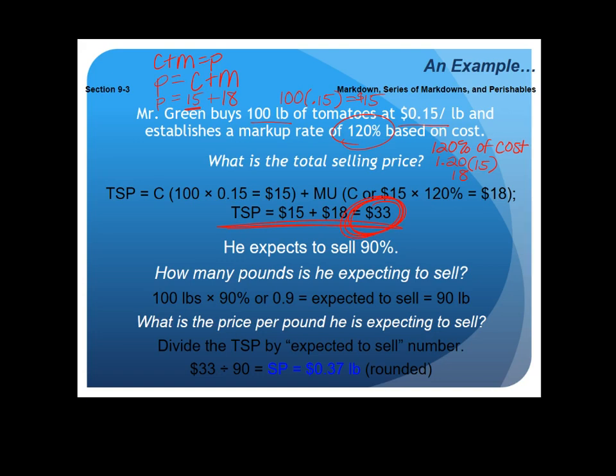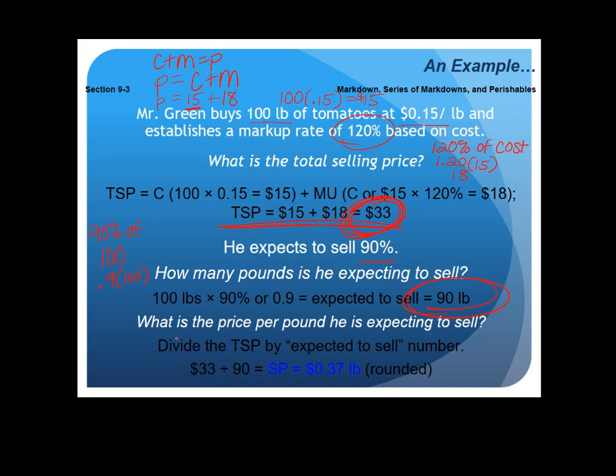Okay, now let's say he only expects to sell 90%. So first question is, how many pounds is he expecting to sell? Well, he had 100 pounds, right? And he's expecting to sell 90% of that. So just 0.9 times 100, which is 90 pounds. So he's only expecting to sell 90 pounds.